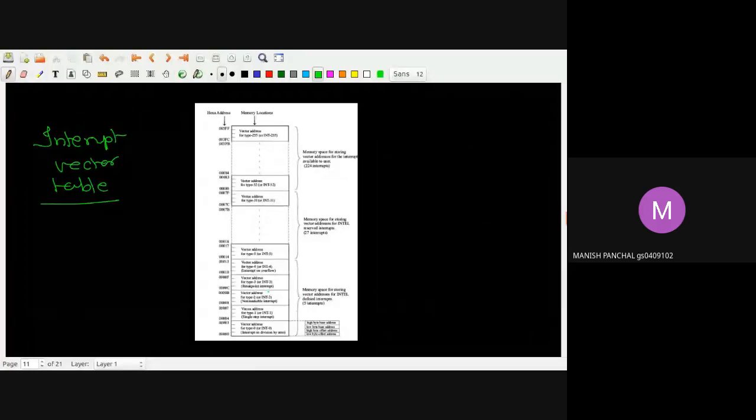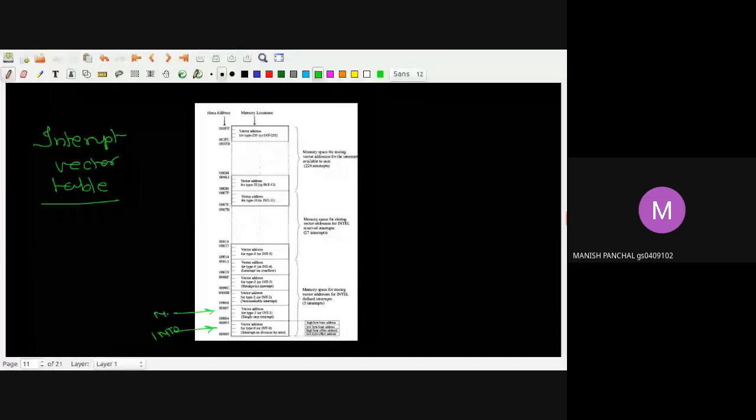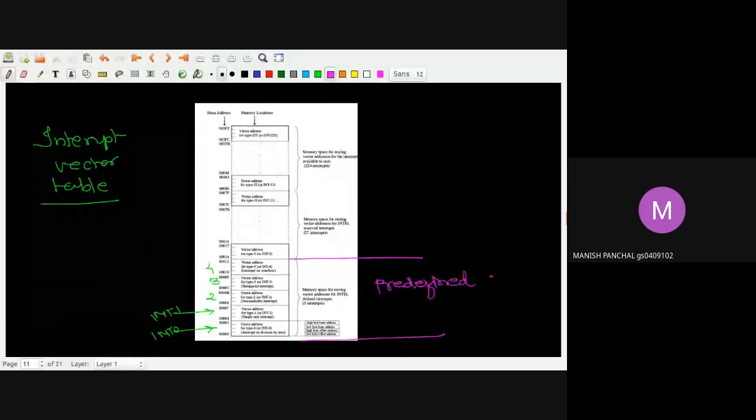So this is the memory location for INT0. This is the memory location for INT1, this is for 2, this is for 3, and this is for 4. So these are the vectors. Up to now, these vector locations are for your dedicated interrupts. Here they have made the segments for that. So this is predefined, or we can say the dedicated interrupt.